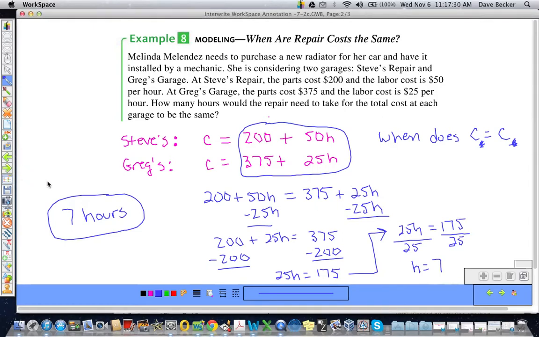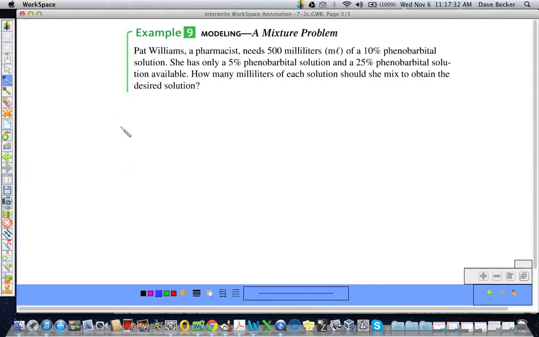Last example that we'll do, Pat Williams is a pharmacist and he needs 500 milliliters of a 10% phenobarbital solution. I have no idea if that's right, the pronunciation. She only has a 5% phenobarbital solution and a 25% phenobarbital solution available. How many milliliters of each solution should she mix to obtain the desired solution? This is confusing, all of this stuff.